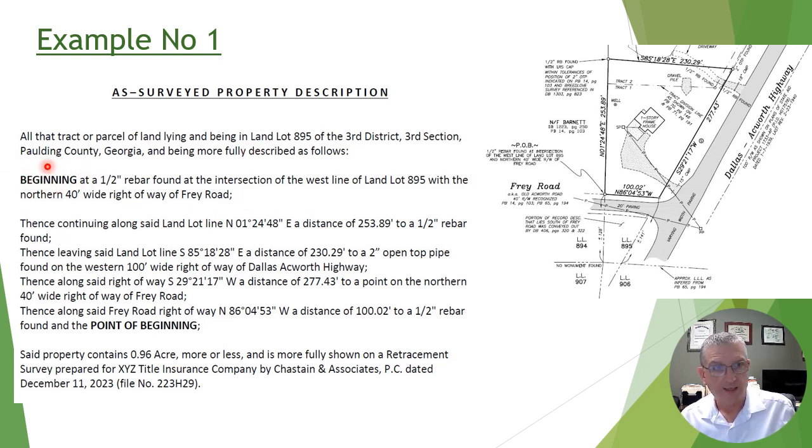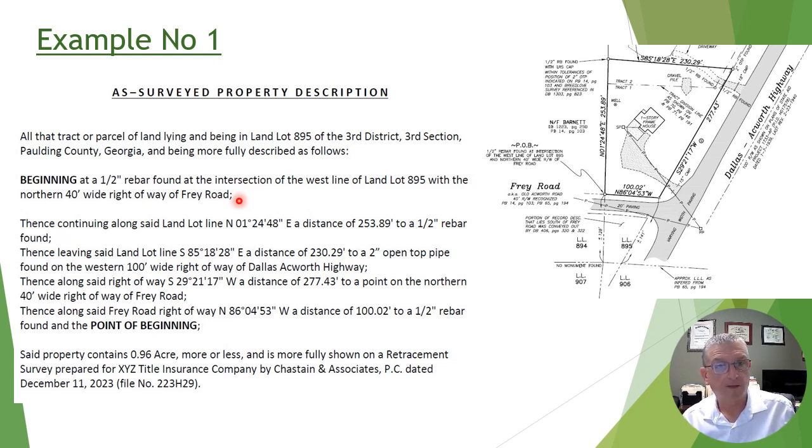Beginning. I like that to be all caps and bold. That is a key pivotal point in the description. It's not really required. It's part of my stylistic taste. But we are beginning at a 1/2-inch rebar found at the intersection of the west line of land lot 895 with the northern 40-foot wide right-of-way of Fry Road. I like to include the width of the right-of-way right there in the description. You can do it other ways, like you could say the northern right-of-way of Fry Road, parentheses, 40-foot right-of-way. You just need the width to be incorporated so that someone knows, oh, I'm probably looking 20 feet from the center line.